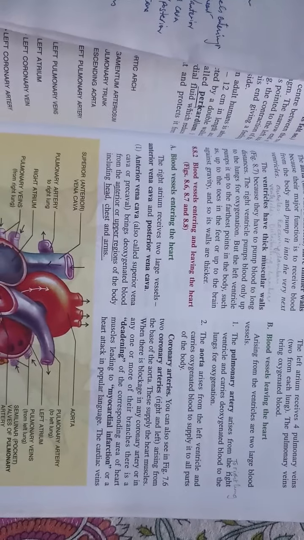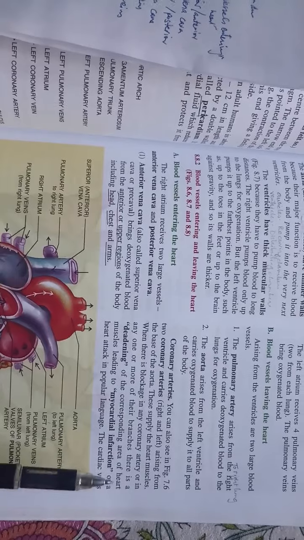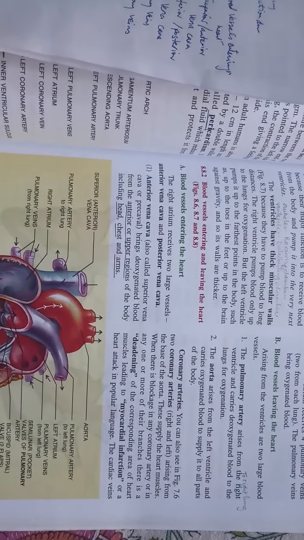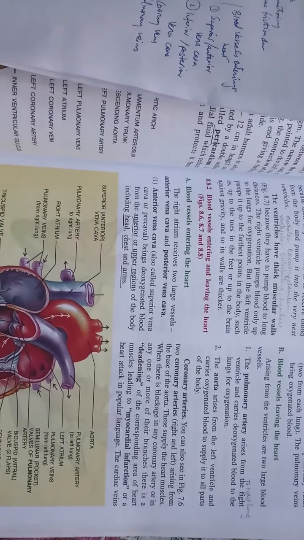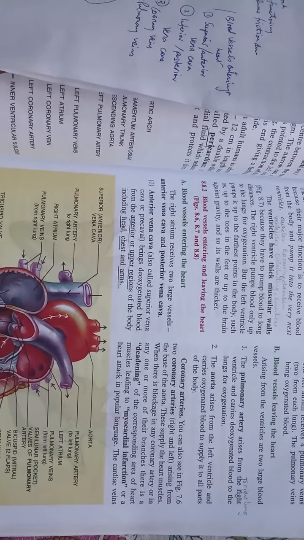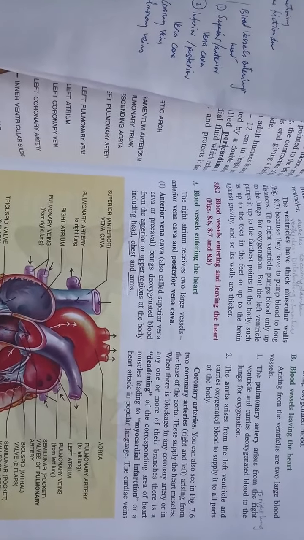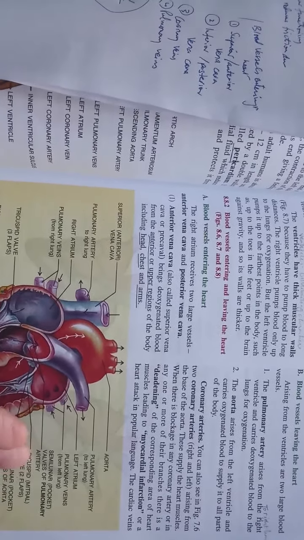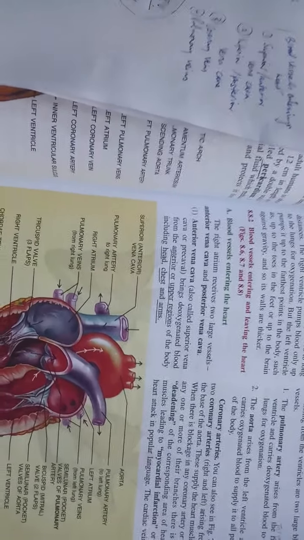Coronary arteries: in the diagram you can see two coronary arteries, on the right and left, rising from the base of the aorta, right? These two coronary arteries supply blood to the heart muscles. When there is a blockage in any coronary artery or in one or more of its branches, there is deadening. The muscle becomes dead.